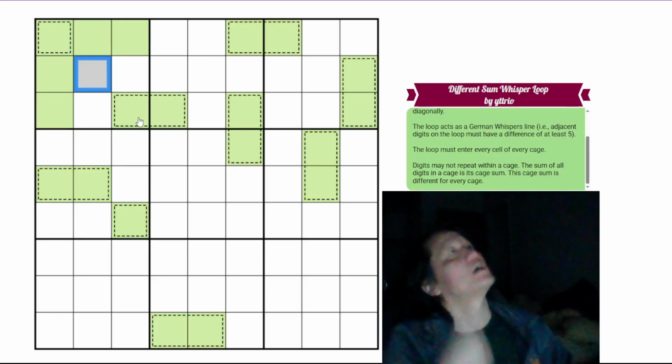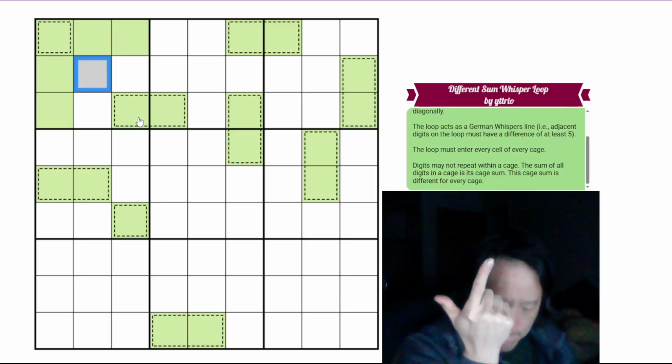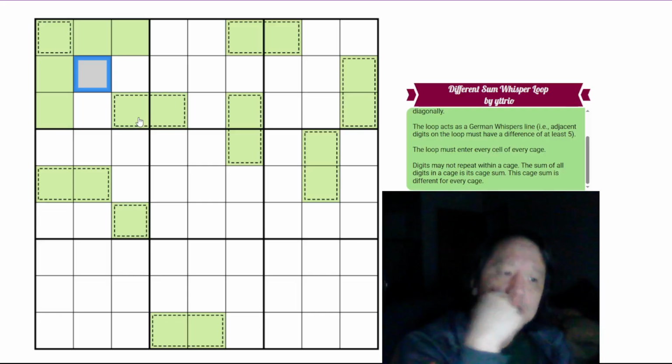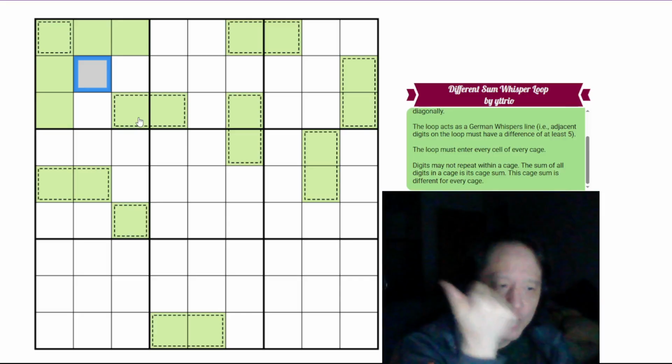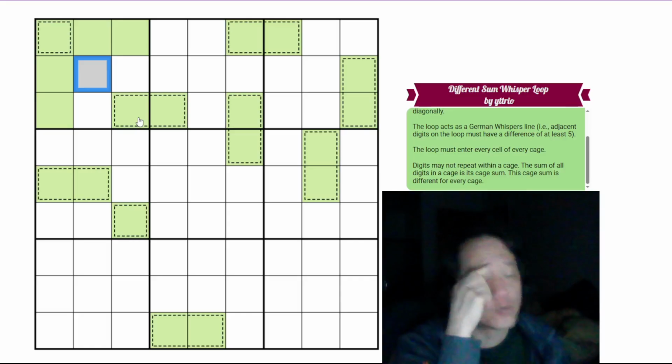So the possible combinations are 1, 6, 1, 7, to add up to 9 could be 1, 8, or 2, 7. To add up to 9 is 1, 8, and 2, 7. To add up to 10, you have 1, 9, or 2, 8. 11's 2, 9, or 3, 8. 12 is 3, 9, and 13 is 4, 9.